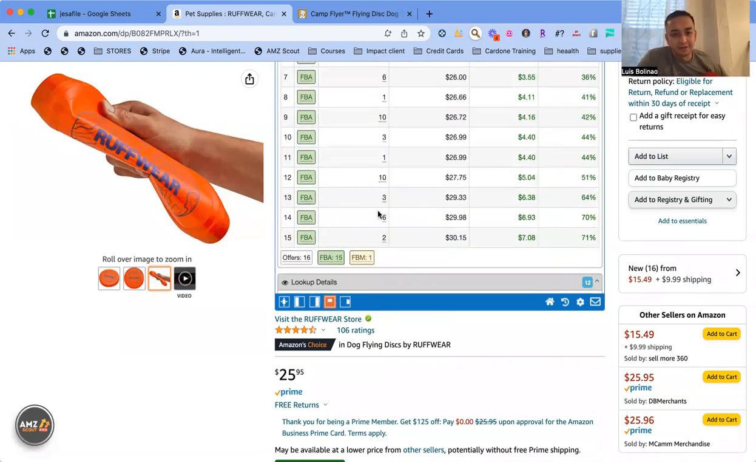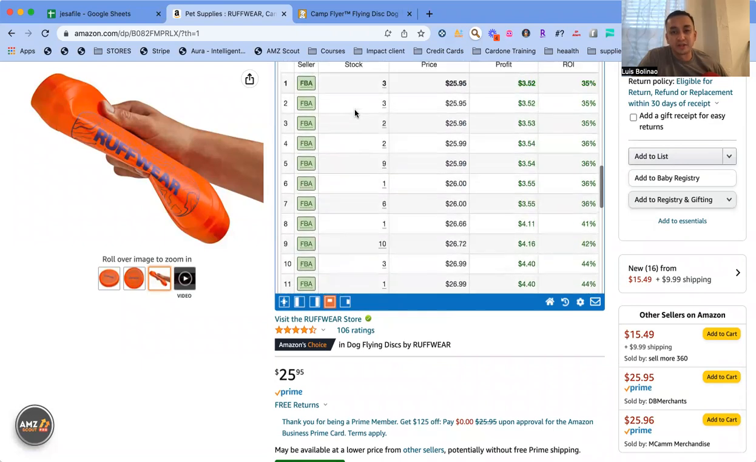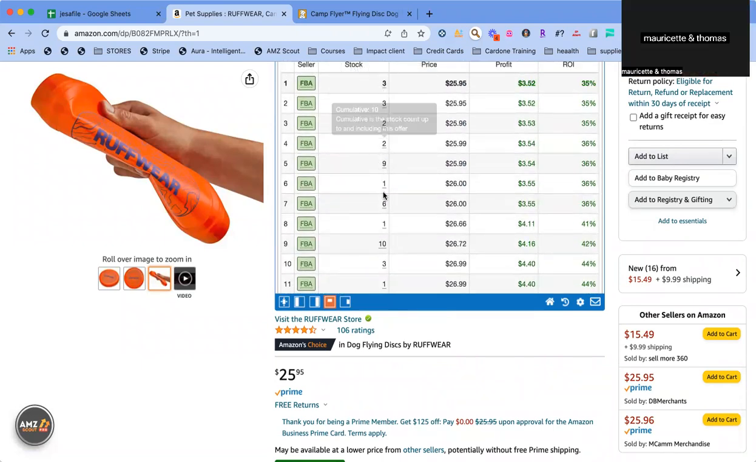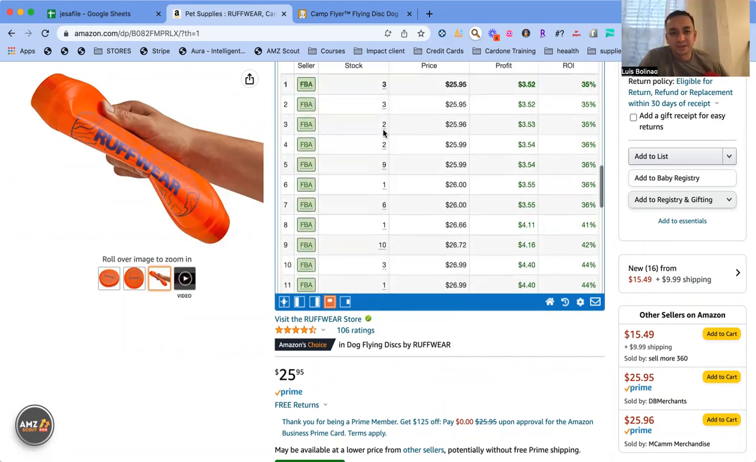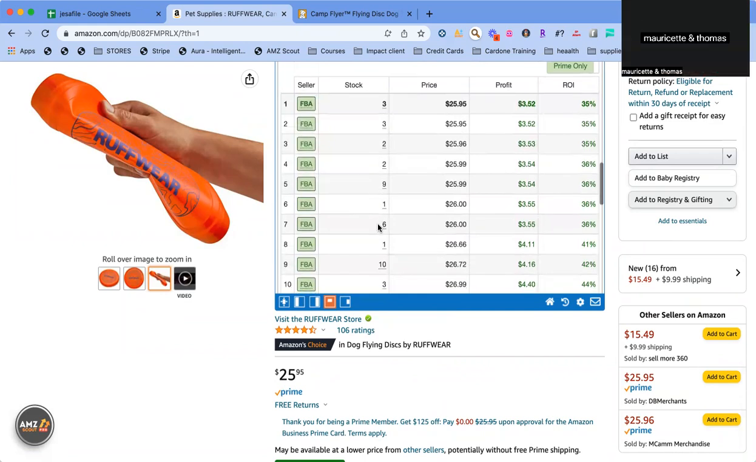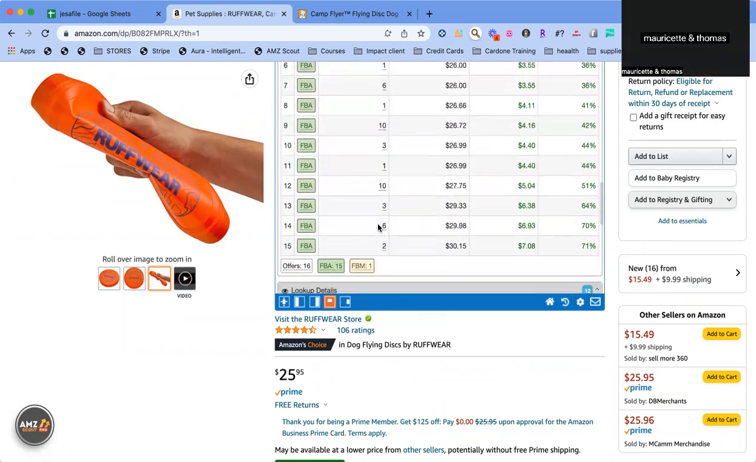Yeah. It's not really just the number of sellers, it's the number of sellers and their inventory. Because this one has a lot, right? If you count one by one, it's kind of a lot. I'm not sure of the exact number, but it's a lot of inventory. I think it's just too risky, in my opinion.